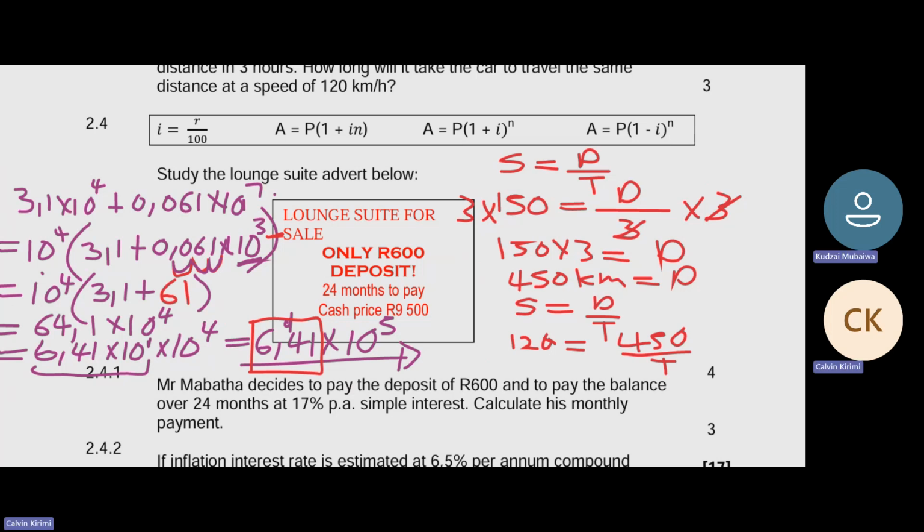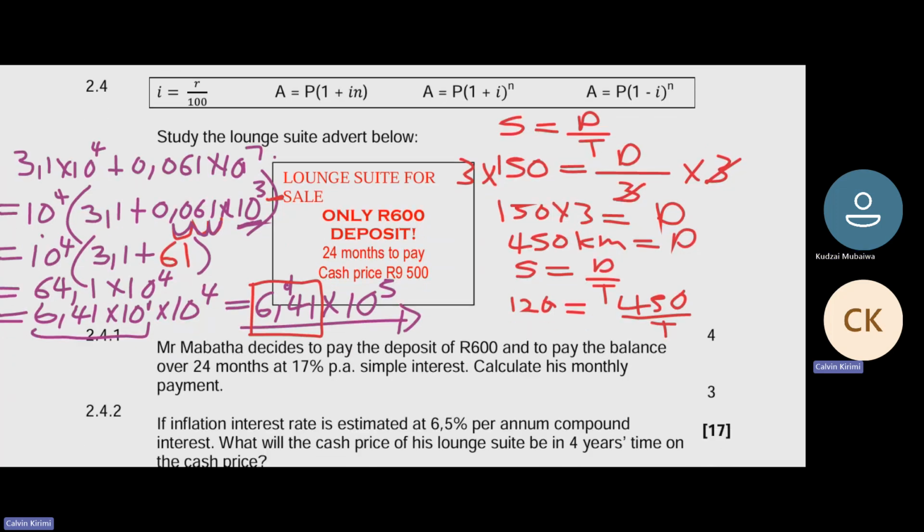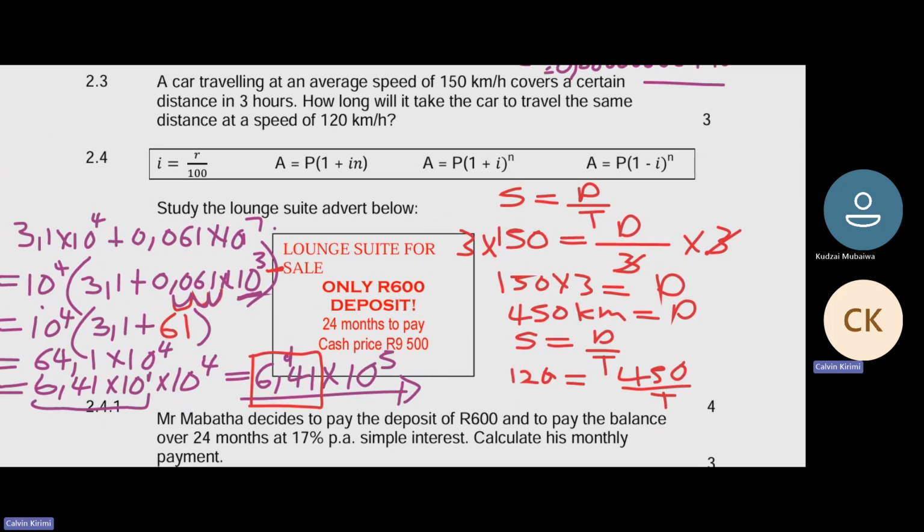So 120 is equals to 450 over t. I want you to solve for t. What is t equals to? We use the same time as the previous one? No, we are not using the time as the previous. Here you are looking for t. You are using only the distance, which is the same. You are not looking for the same time. We are now solving for the new time because the speed has changed.